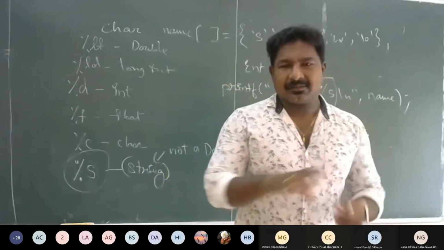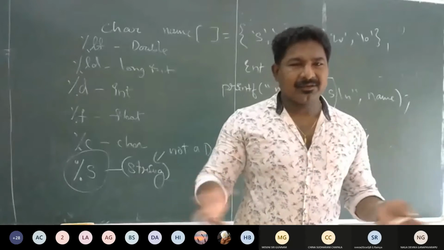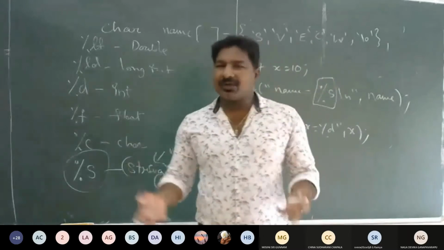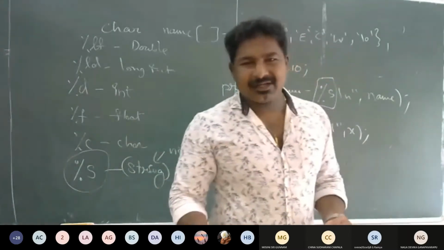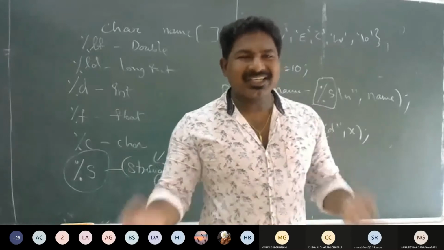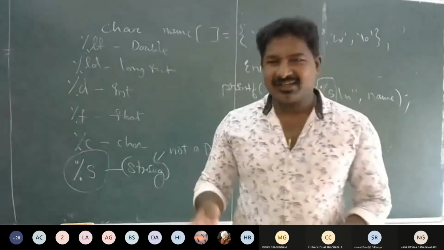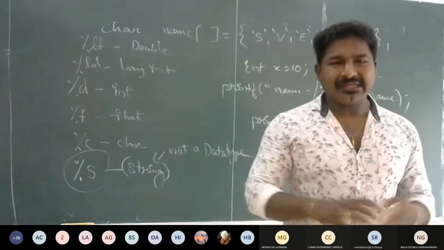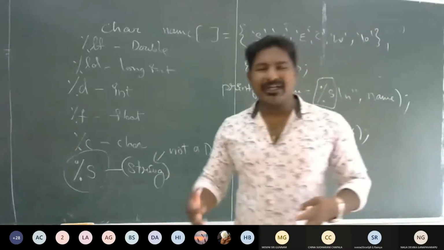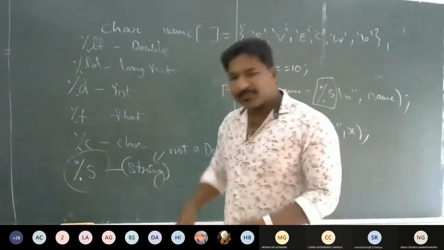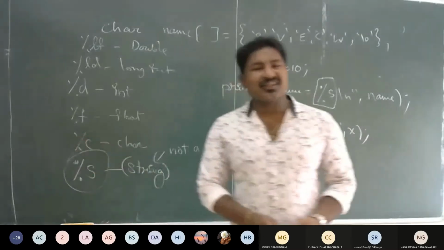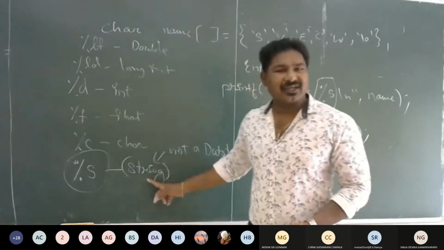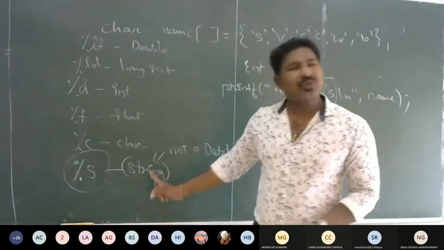I can't take each and every character separately. If I want to call your college name, you say it as a whole, like Sri Vishnu Engineering College for Women. You cannot distinguish S, H, R, I. You don't see them like that; you see them as an entire name. So if I want to print the entire string, for that purpose they introduced %s, even though there is no data type called string. %s is used for string, but string is not a data type. This is very important.